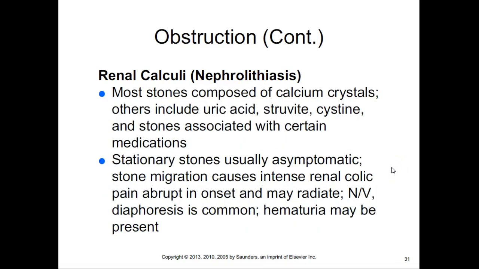Right, so most stones are composed of some type of calcium crystals. You might also see uric acid, struvite, cysteine, and other stones associated with certain medications. And yes, there are pictures, and yes, they are very different in terms of the type of stone that they form. So your microbiology lab, those medical labs, can usually tell the difference between one type of crystal and another. They have very characteristic appearances, right?